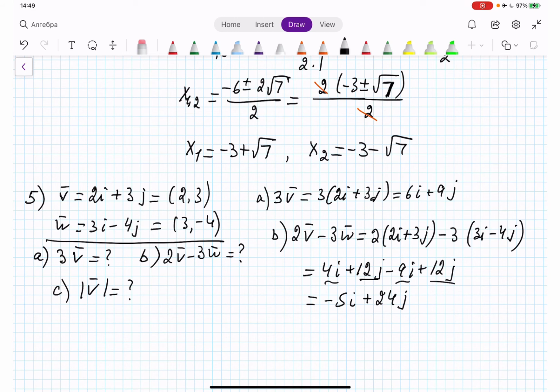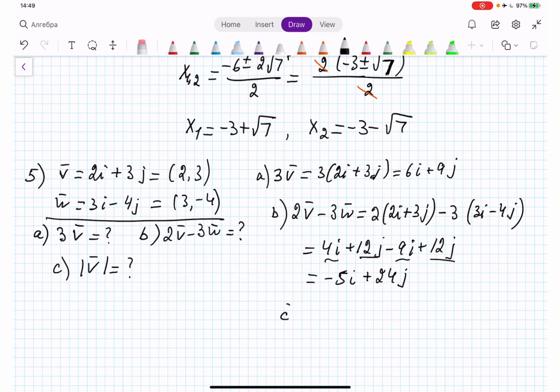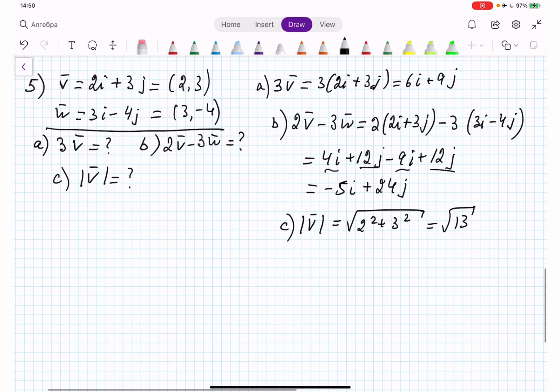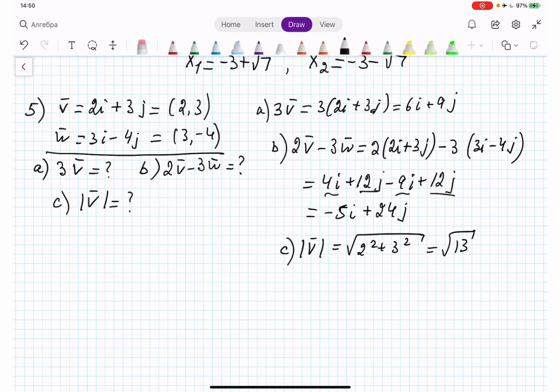Now, let's also find the magnitude of vector v. Pretty straightforward. It's going to be equal to the square root of 2 squared plus 3 squared. It's going to be 4 plus 9, square root of 13. And we are done. Okay.